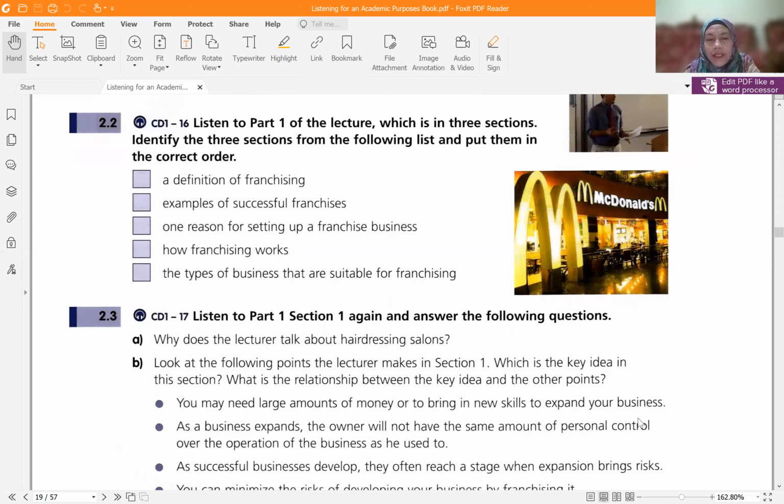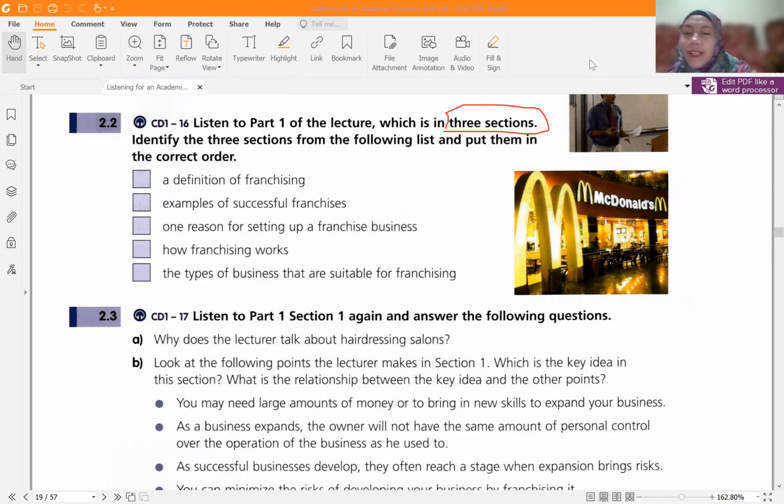Now we are going to listen to the part 1 of the lecture, which is divided into 3 sections. Here, we need to identify the key points that is already being given to you. There will be 3 sections in this part of the lecture, and we need to identify the 3 sections from the following list and put them in the correct order.